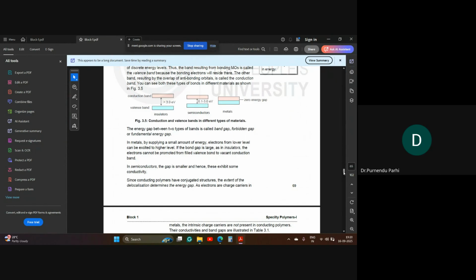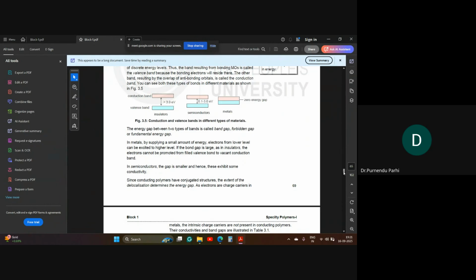For a semiconductor, the energy gap between the valence band and the conduction band is very small, around 0.1 to 3 electron volt. And when the energy gap between the valence band and conduction band is too high, greater than 3 electron volt, that is called an insulator. So any solid can be categorized, so also the polymer can be categorized as conductor, semiconductor, or insulator. The energy gap between the two types of bands is called the band gap, the fundamental energy gap.